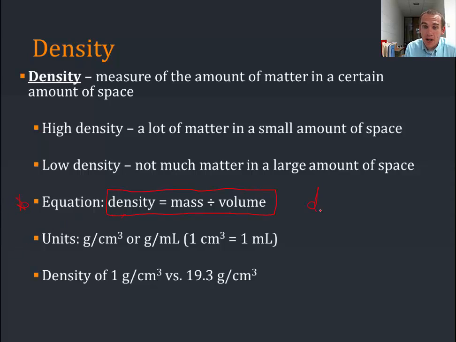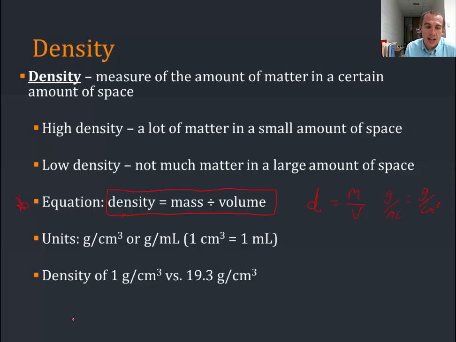I'll sometimes write it as D equals m over V. M is mass, V is volume. And since mass is measured in grams or kilograms and volume is measured in cubic centimeters or milliliters, our units are generally grams per milliliter, which is the same thing as a gram per cubic centimeter.